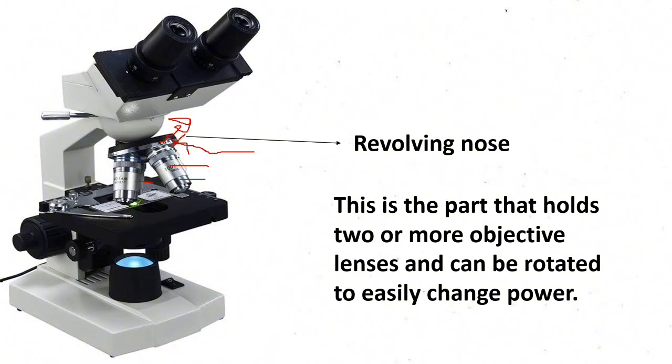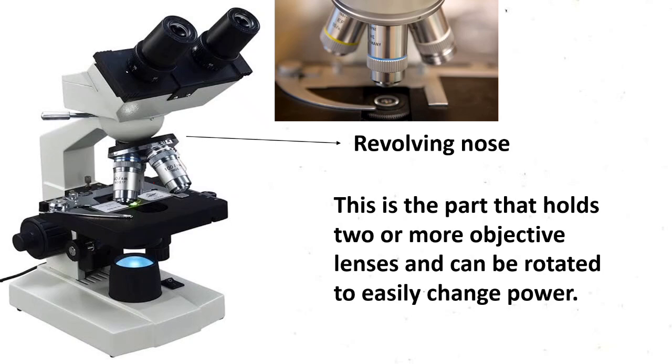This is the part that holds two or more objective lenses and can be rotated to easily change power. So whatever power, either the times 4, the times 10, the times 40, or the times 100, depending on what you want. So it is the revolving nose piece that helps you to select it easily. All right, so that is that about the revolving nose piece. You can see how it looks here. You can easily rotate it and select whatever power you want.